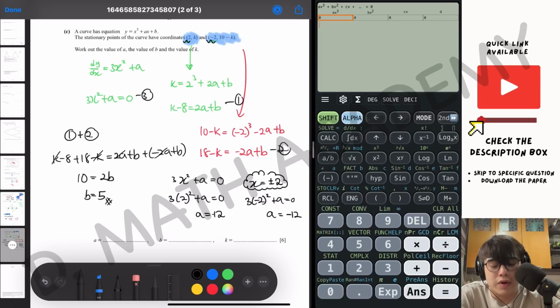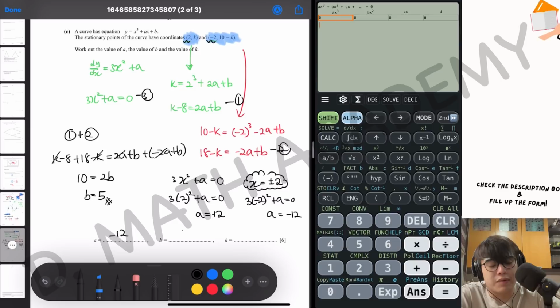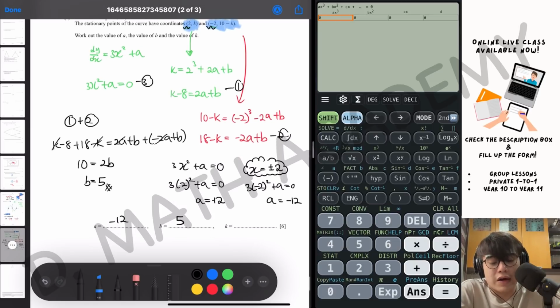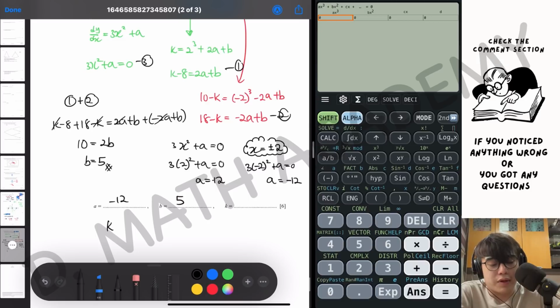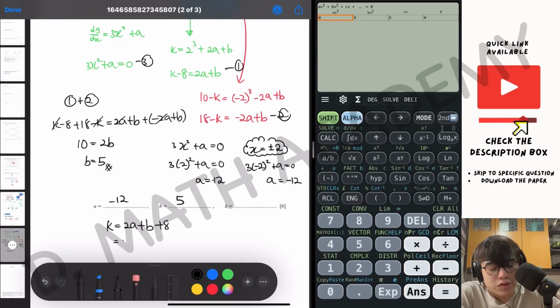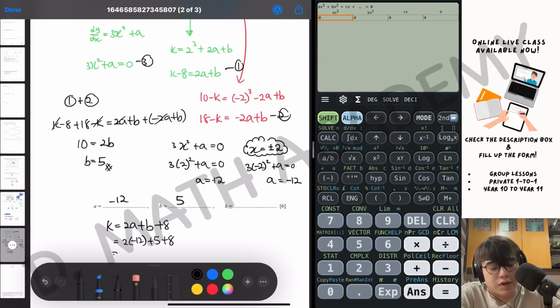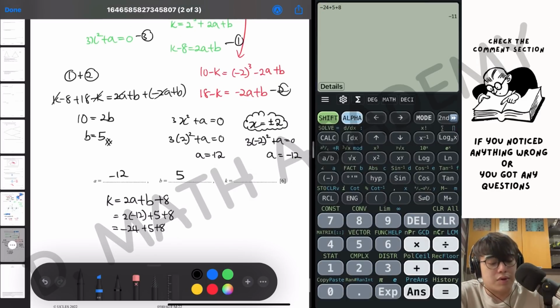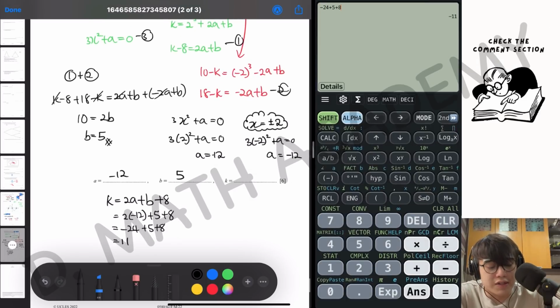Now that we have our a, which was negative 12, and b was 5, we have to move on to identify our k. k will be 2a plus b plus 8. So 2 times negative 12 plus 5 plus 8. You get negative 24 plus 5 plus 8. Then you get your final answer of 11.